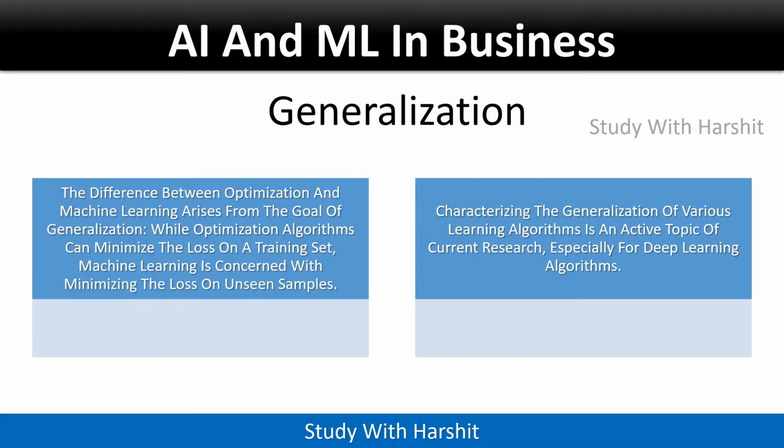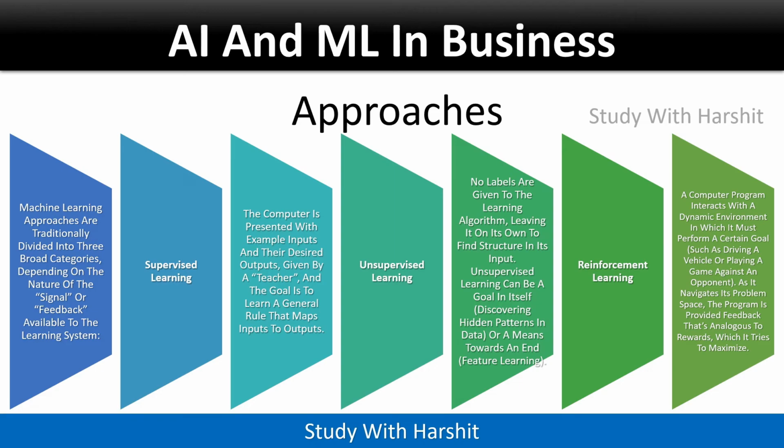Generalization. The difference between optimization and machine learning arises from the goal of generalization. While optimization algorithms can minimize the loss on a training set, machine learning is concerned with minimizing the loss on unseen samples. Characterizing the generalization of various learning algorithms is an active topic of current research, especially for deep learning approaches. Machine learning approaches are traditionally divided into three broad categories, depending on the nature of the signal or feedback available to the learning system.